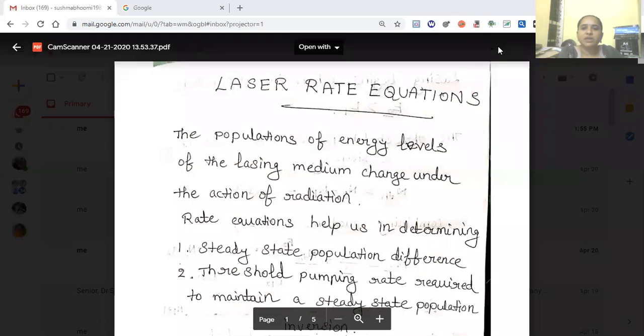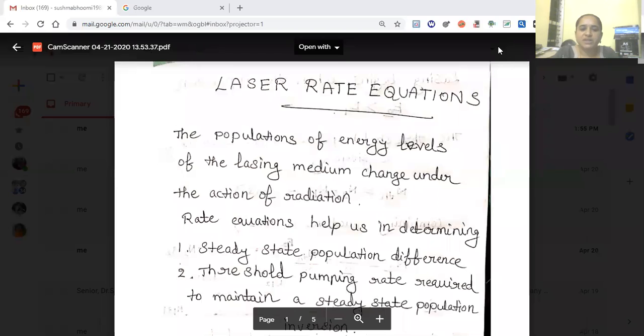Good morning, everybody. Today we'll learn about laser rate equations. The populations of energy levels of the lasing medium change under the action of radiation. So, the changes can be described conveniently by means of rate equations. For that, we use these laser rate equations.